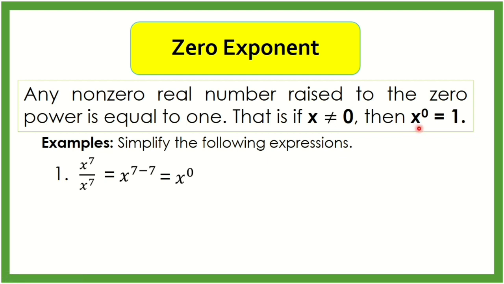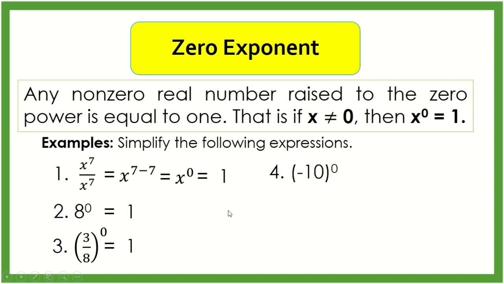So, base sa definition ng zero exponent, any number raised to 0 is equal to 1. Therefore, x raised to 0 is equal to 1. So, 1 ang sagot natin sa number 1. Number 2, 8 raised to 0. So, ang exponent ng 8 is 0. So, this is equal to 1. Let's have number 3. 3 over 8 raised to 0. So, ang base natin is 3 over 8. Ang exponent niya is 0. That is also equal to 1.